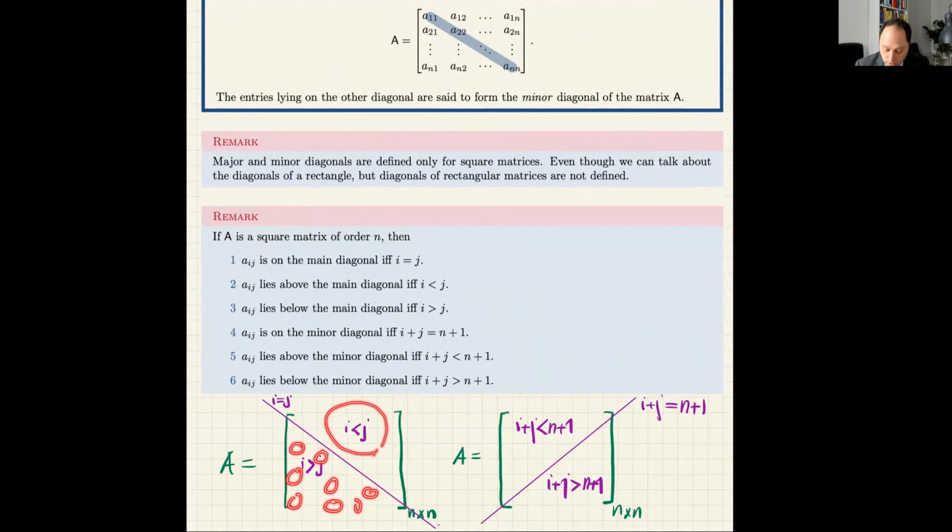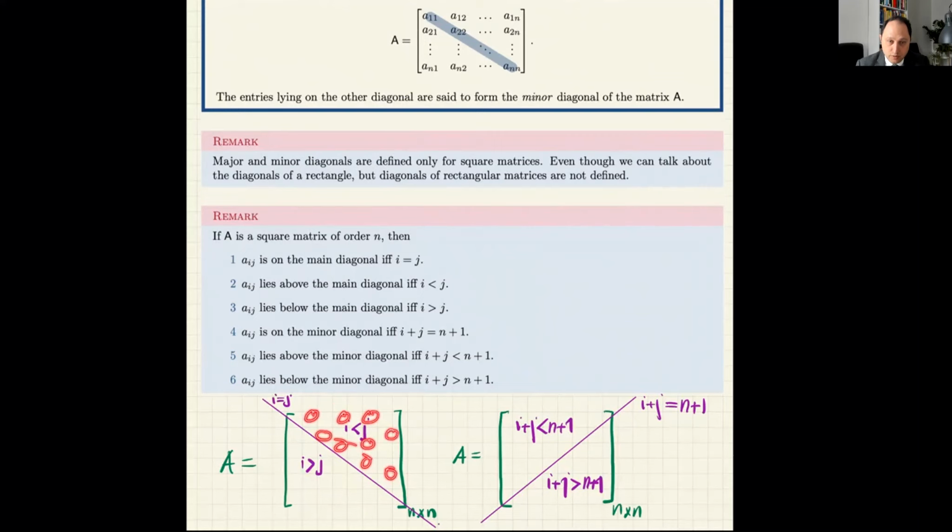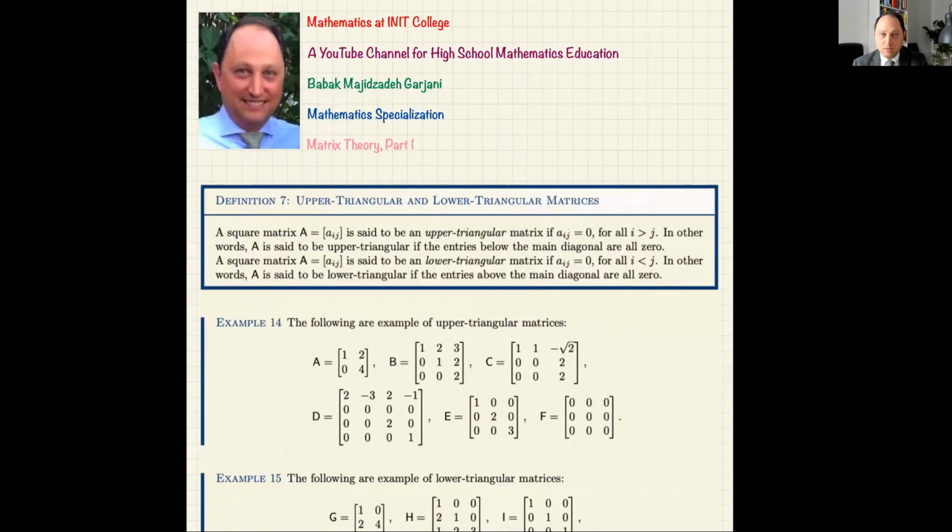Okay, so if all the entries below the main diagonal are 0, the matrix is called upper triangular. And if all the entries above the main diagonal are 0, the matrix is called a lower triangular matrix. So don't get confused because of this adjective. This adjective is not referring to the zeros, it's referring to the probable non-zero entries.